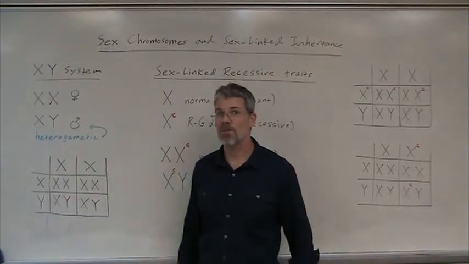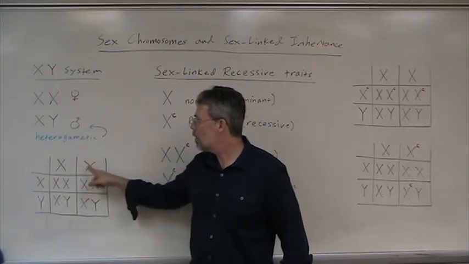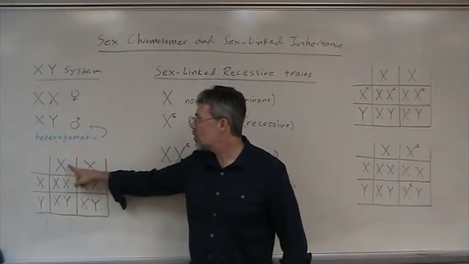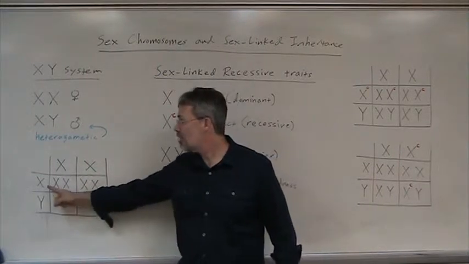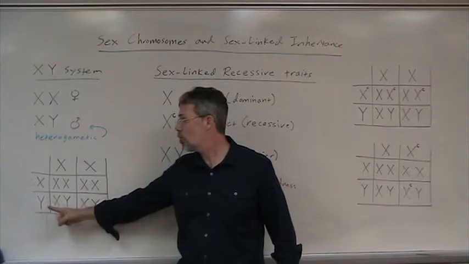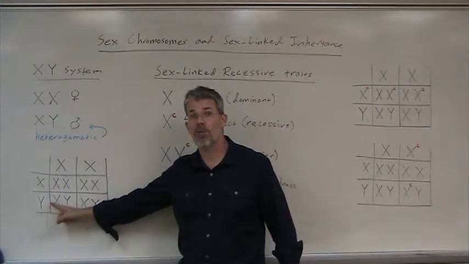Now, you can put chromosomes on a Punnett square just like you can put alleles on a Punnett square, because it's the chromosomes by which we inherit them. So here we would have the mother. Half of her eggs would have this X chromosome, half of her eggs would have that X chromosome. Half of his sperm will have this X chromosome, and half of his sperm will have his Y chromosome.